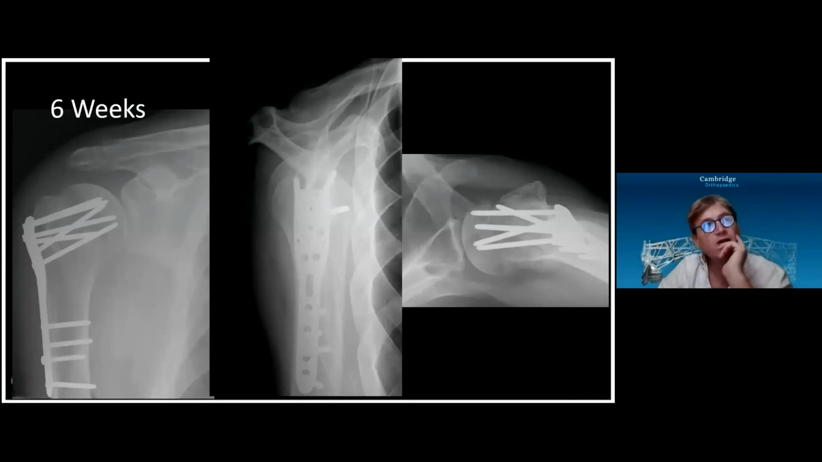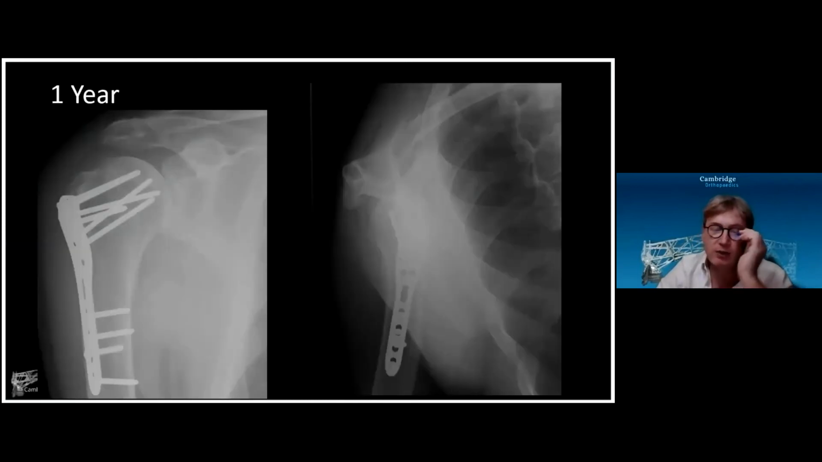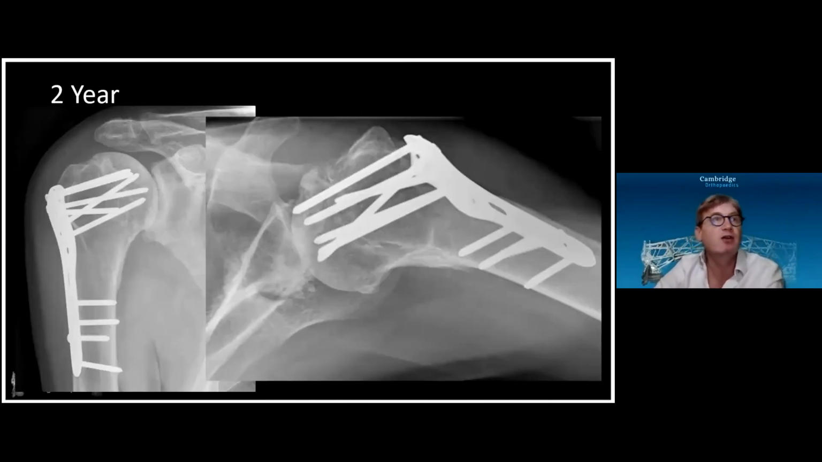So here we see the radiographs at 6 weeks. This was a percutaneous reduction and the plate just slipped down the side. And I know what you're thinking. Yes, Lee, you can't say that there's no AVN at 6 weeks. And in fact, you can't say that there's no AVN at 1 year, because it'll double if you wait 2 years. And here we see the radiographs at 2 years.